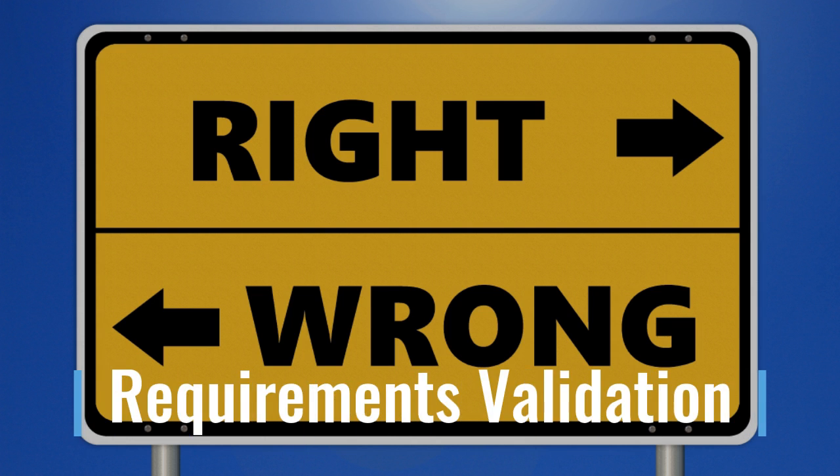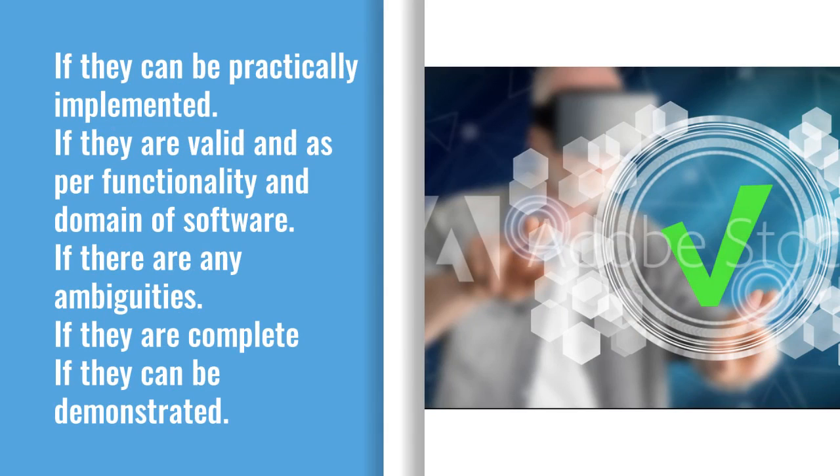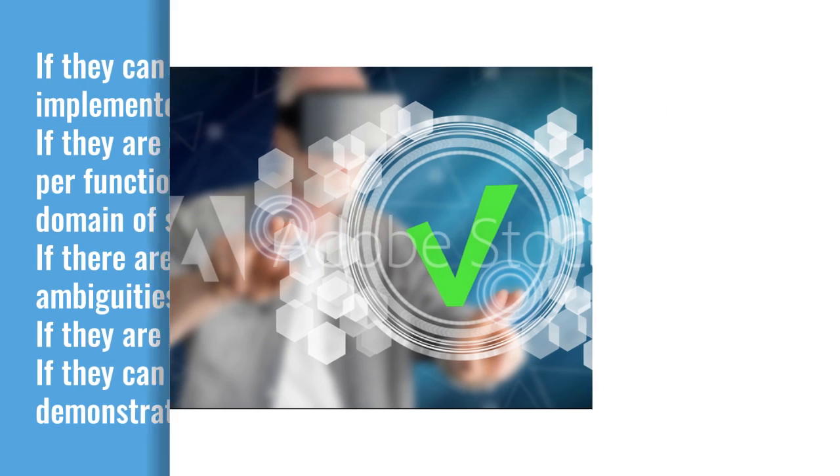The last step in the requirements engineering process is requirements validation. In this phase, requirements can be checked or validated against the following conditions. If the requirements can be practically implemented, if they are valid as per the functionality and domain of software, if there are ambiguities, if they are complete, and if they can be demonstrated.